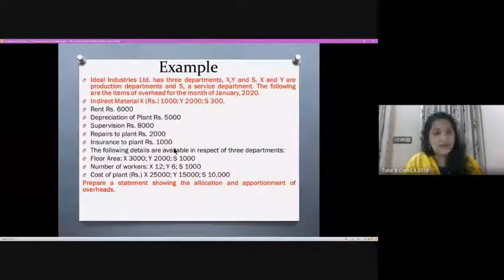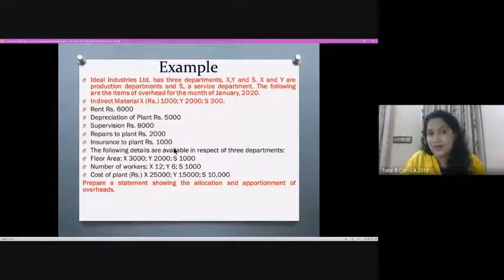Same as the case, number of workers for X, Y, and S. Right. In case of cost to plant, you can see that the cost for X, Y, and S is given. So as per our question, we're just trying to look at how we allocate this to our different departments. Now, just remember the first expense, we really have to go with the allotment.